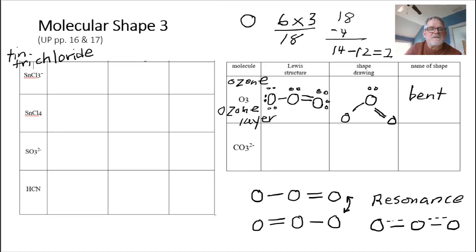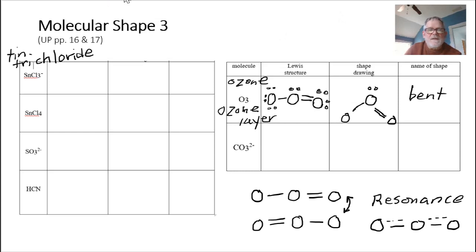Okay, I wonder if I can erase this. I just need a little bit more room. Okay, so we have tin in the molecular formula, and we have chlorine, right? SnCl3 minus. Okay.